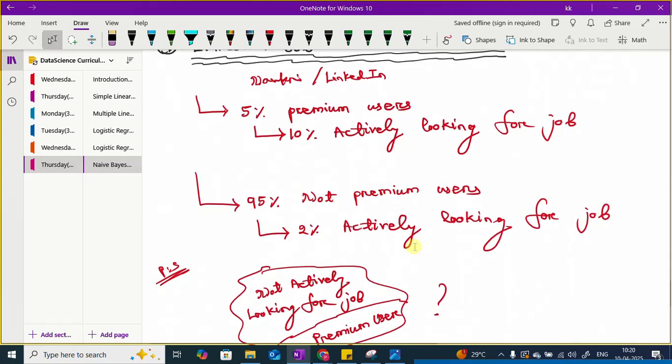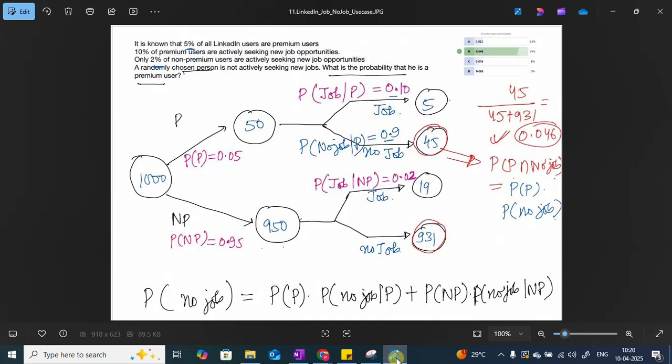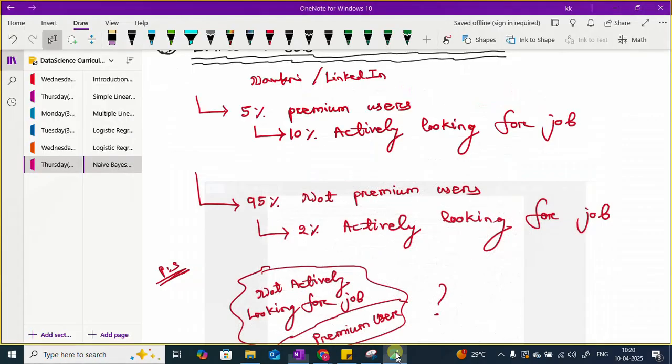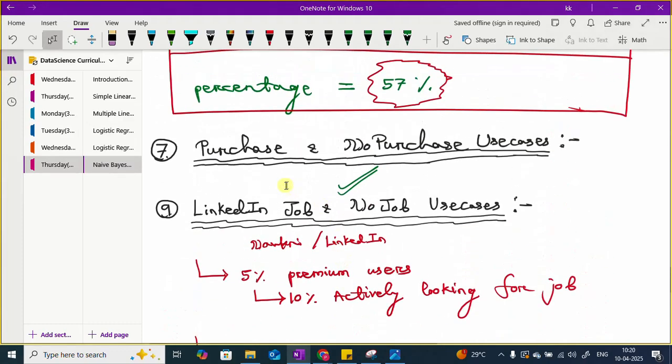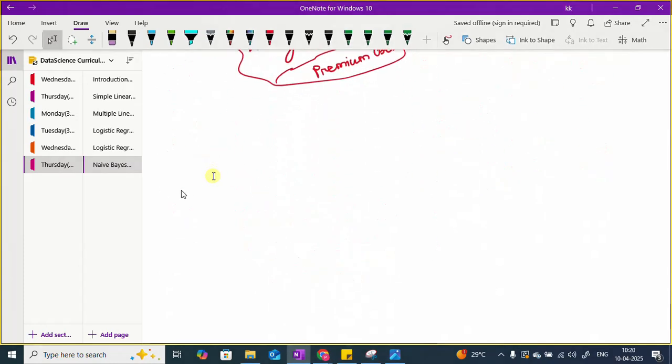As I told you, the thumb rule, or the right starting point, is that whenever it's given in percentage, I have to calculate out of 100 or 1000 or 10,000, whatever suits my calculation. For example, let's say the total number of users available on LinkedIn is 1000. So I'm considering the total number of users present on LinkedIn as 1000.